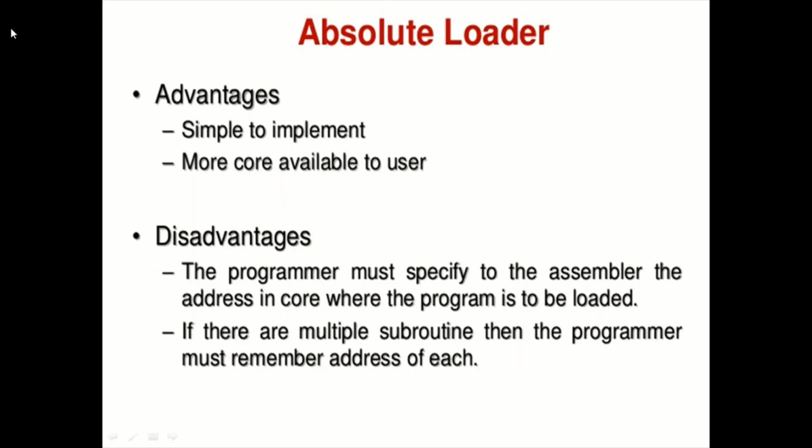Now the advantages. Absolute loaders are simple to implement and more core is available to the user. In short, more memory space is available to the user. What is the disadvantage? The programmer must specify to the assembler the address in the core where the program is to be loaded. Means the address of the part of the program to be loaded has to be specified by the programmer. Further, if there are multiple subprograms or subroutines, then the programmer must remember the address of each subroutine.